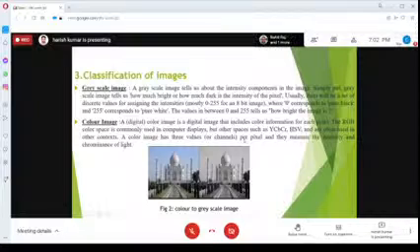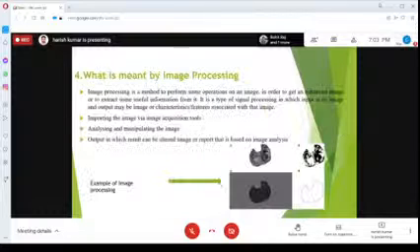When we observe the Taj Mahal image, on the left side it shows the color image of the Taj Mahal, and on the right side the grayscale image. In the color image we can see green, white, and the light blue of the sky. But in the grayscale image, we can only observe white and gray. This is the classification of images. But nowadays, the image mostly used is the color image. And the fourth one is what is meant by image processing.